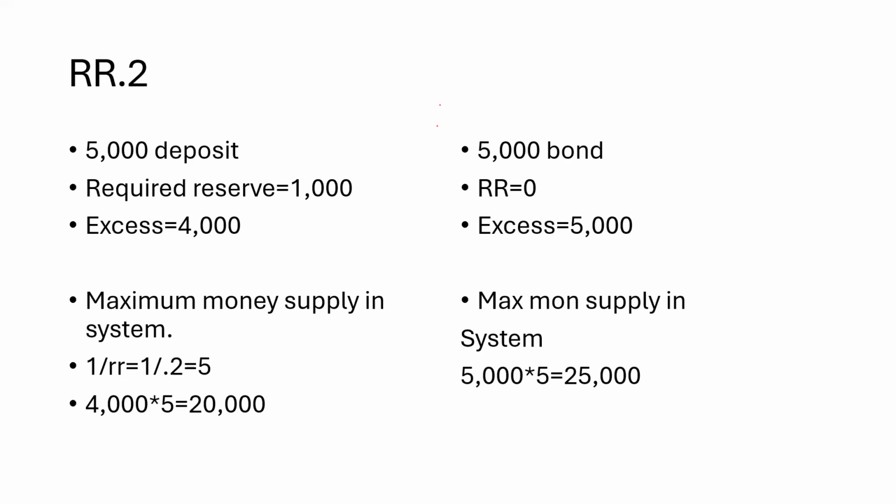Now, in a bond purchase, it's $5,000. Nothing is taken out. The only time you take out for reserve requirement is on demand deposits. With a bond, nothing is taken out, so I have an excess of 5,000. That bank could lend out 5,000. If they ask again for the whole system, it's 5,000 times the money multiplier 5, which equals 25,000.